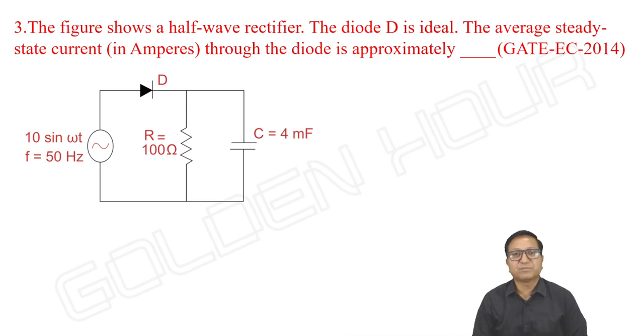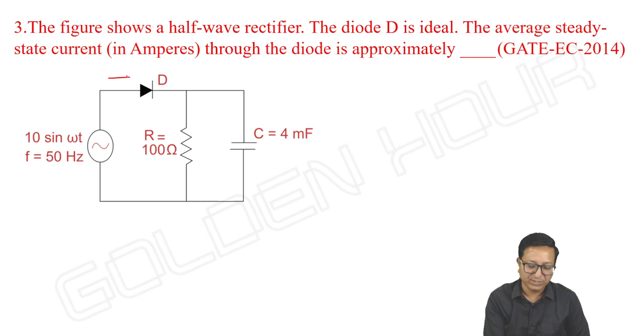The figure shows a half wave rectifier. The diode D is ideal. The average steady state current in amperes through the diode is approximately ID average. We have already gone through all those equations, ID, IL, and current through the capacitor. Let me write I suffix D.